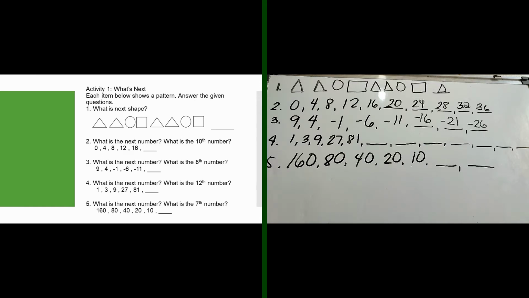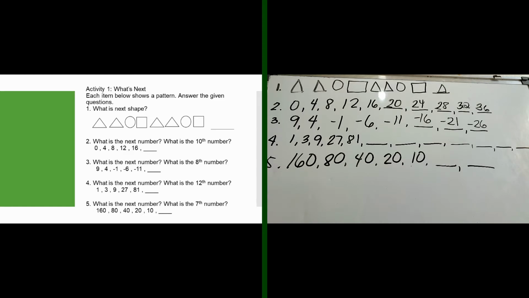Now let's have number 4, wherein we need to have the 12th number. So we have 1, 3, 9, 27, and 81. We cannot add, because if we add 2 plus 3 is equal to 5, and in our pattern, it must be 9. We can't subtract, and obviously it is not division since it is in increasing order, so we're going to have multiplication. In here, we're just going to multiply it by 3.